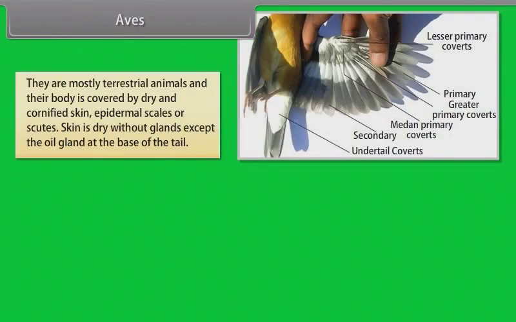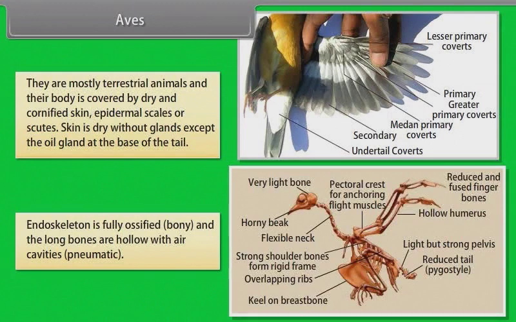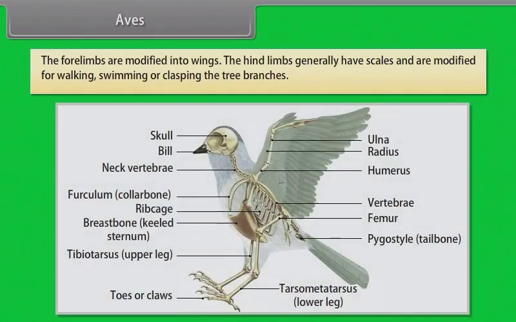They are mostly terrestrial animals and their body is covered by dry and cornified skin, epidermal scales or scutes. Skin is dry without glands except the oil gland at the base of the tail. Endoskeleton is fully ossified, that is bony, and the long bones are hollow with air cavities, pneumatic. The forelimbs are modified into wings. The hind limbs generally have scales and are modified for walking, swimming, or clasping the tree branches.